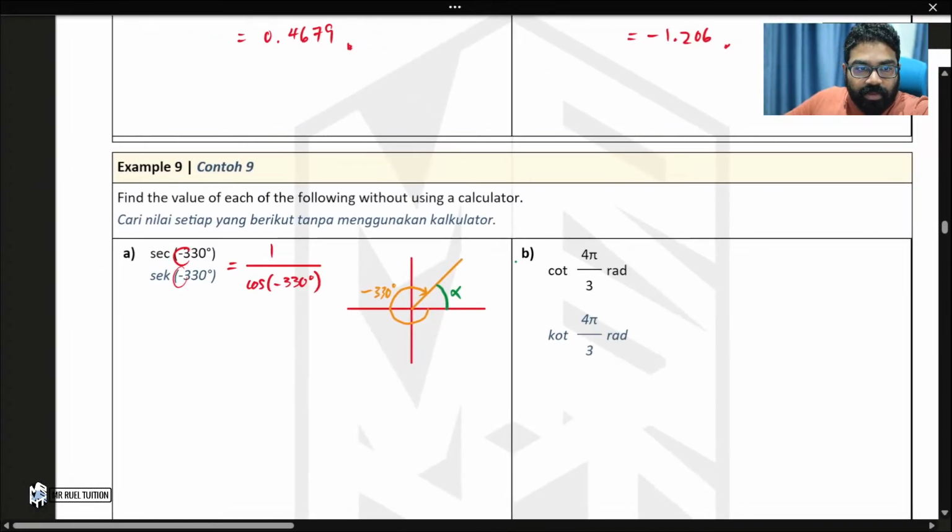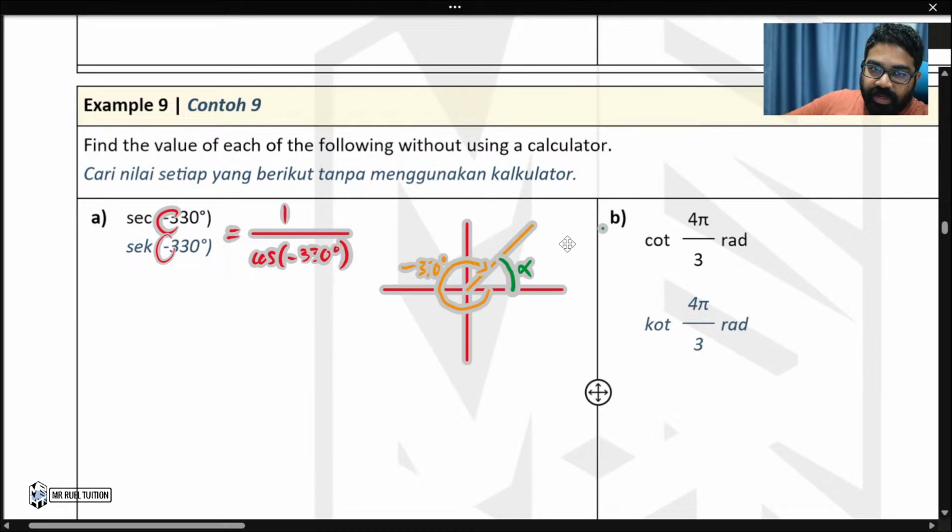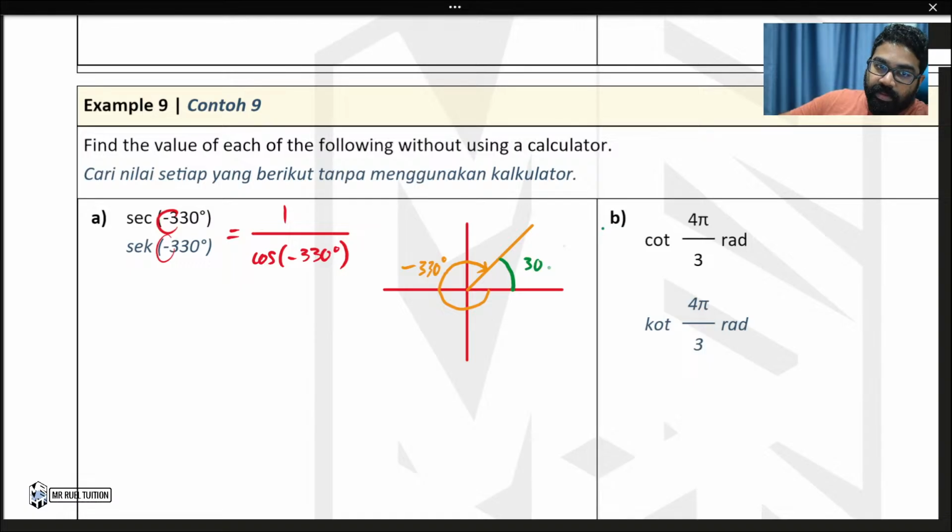Okay. So, coming back here. So, apakah alpha dia? What's the alpha here? 30 lah. Alpha dia ialah 30 kan? So the magnitude of this, cos negative 330, magnitude dia is exactly the same as 1 over cos 30. Same. Do you understand? Faham tak? Magnitude dia sama dengan magnitude nisbah alpha.